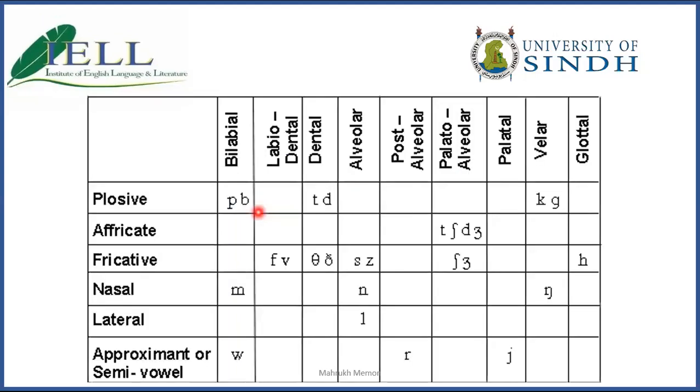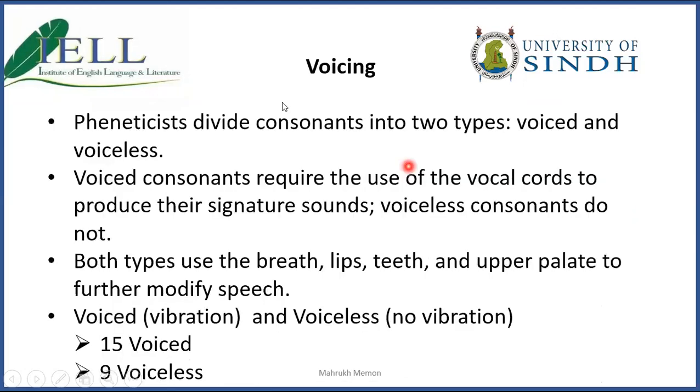Okay, let's see. For example, we had two consonants p and b. We saw that they both have the same place of articulation and the same manner of articulation. Similar is the case with t and d, k and g, ch and j, sh and zh, th and th. So in that case, how do we distinguish these two consonants? We would discuss the third quality of a consonant that is called voicing.